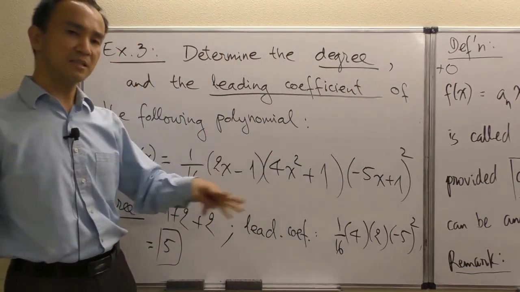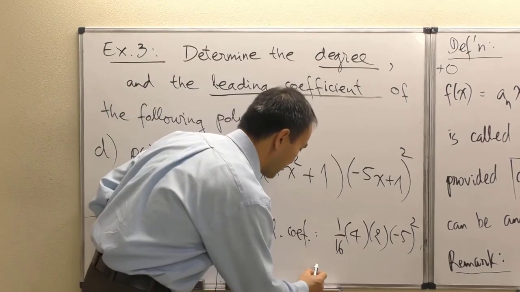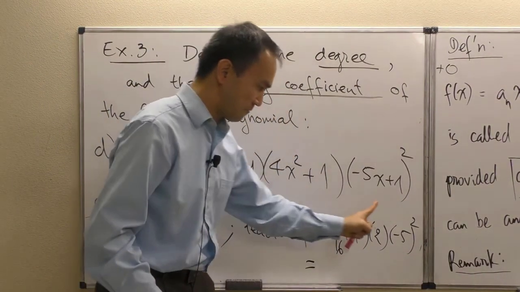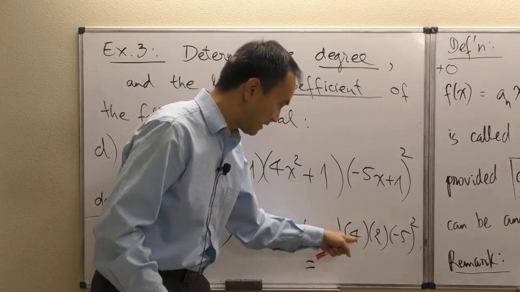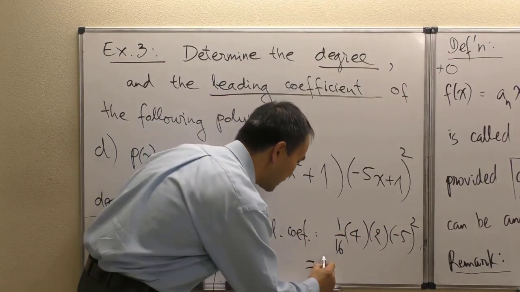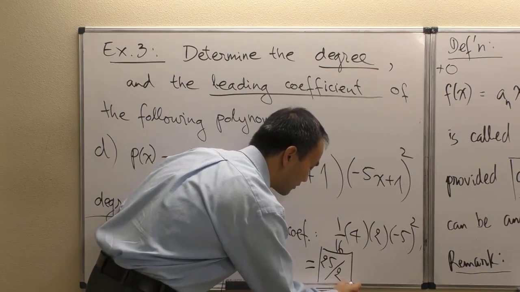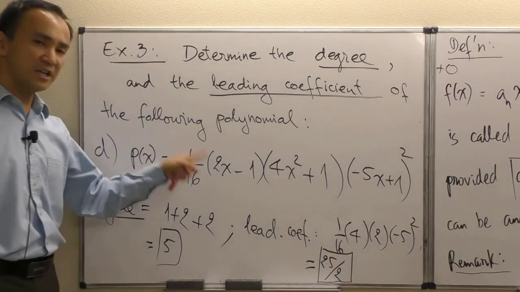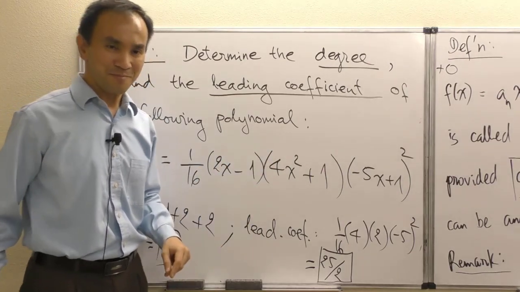Now let's multiply all of those factors together. In the end it gives me an overall lead coefficient. The negative 5 after squaring gives a positive 25. The 4 times 2 cancels with the 16 right there, giving me 1/2. So in the end it's a positive 25 over 2. That should be our final leading coefficient for this polynomial, which was given in factor form.